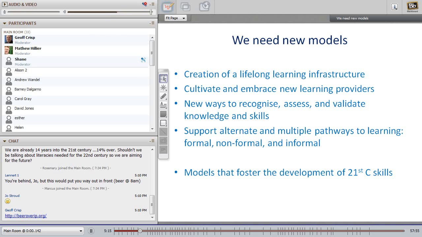It's not just seen as the university sector or colleges. We're looking at new ways to recognise and assess and validate knowledge and skills.